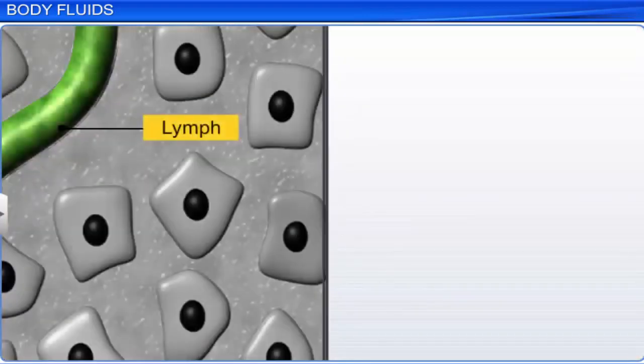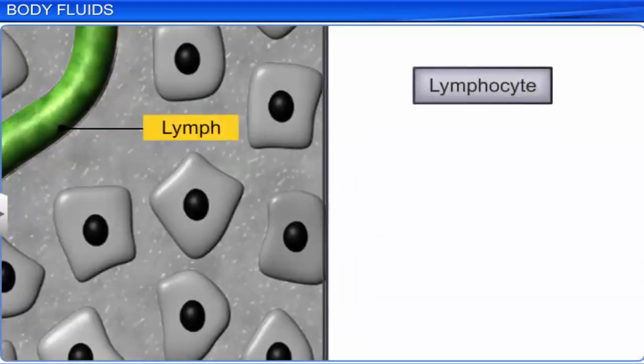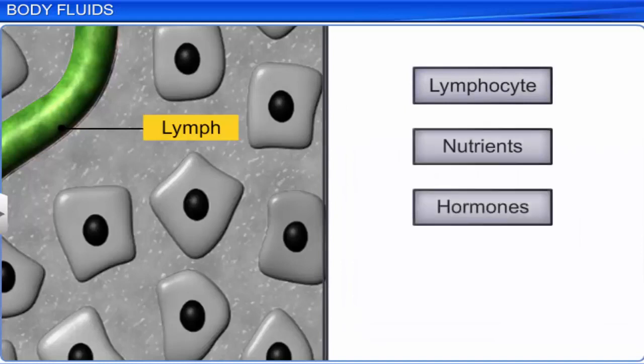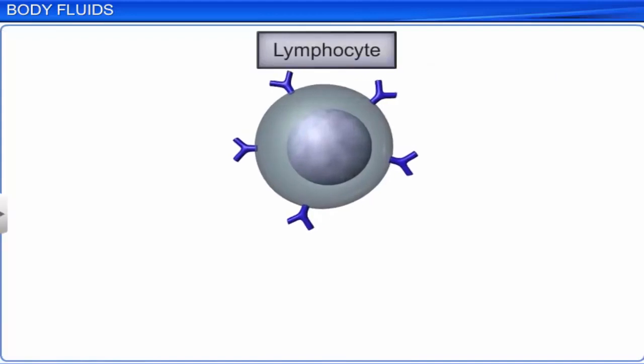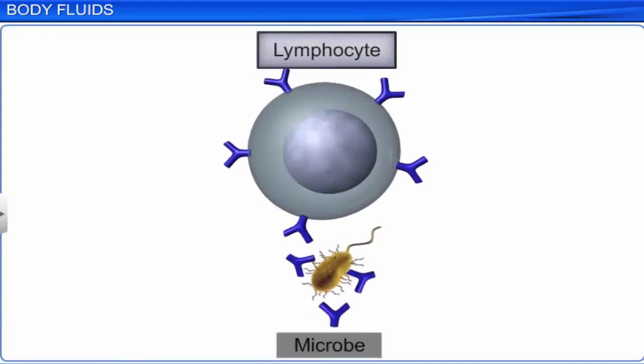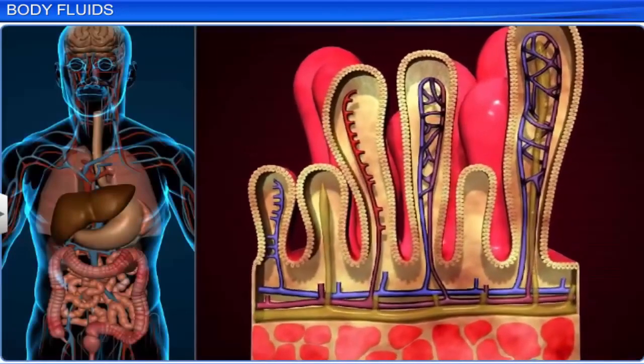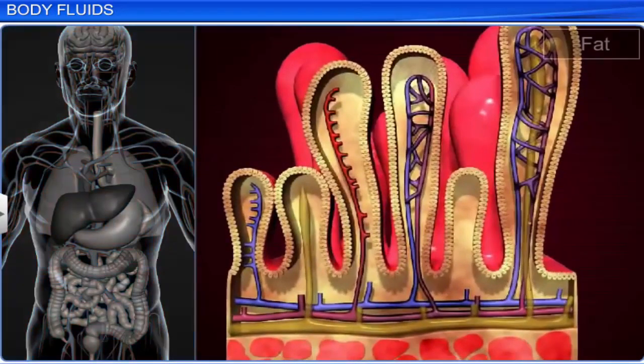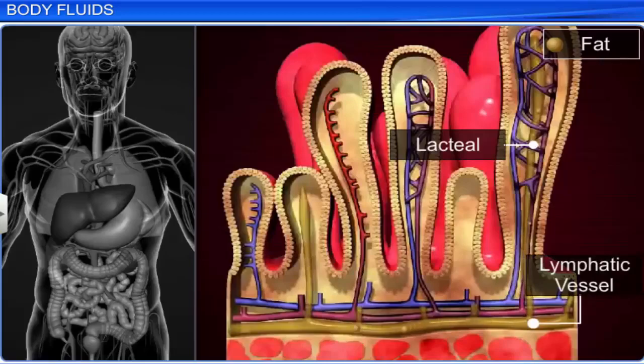Lymph is a colorless body fluid that contains lymphocytes, nutrients, hormones, and proteins. Lymphocytes in the lymph help the body fight microbes such as viruses and bacteria. Lymph also plays a major role in the absorption of fat through lacteoles in the intestinal villi, where the absorbed fat is drained into lymphatic vessels.